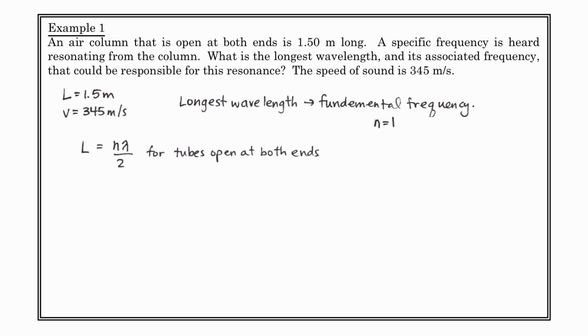So for a tube open at both ends, we use this formula, and n is of course equal to 1. So the length of that tube is 1.5. We're looking for the fundamental frequency, n equals 1. This is going to help us find the wavelength. Lambda equals 3 meters. We can now go in and find v equals f lambda, substitute in our values, and find that the frequency coming out of this tube is 115 hertz.